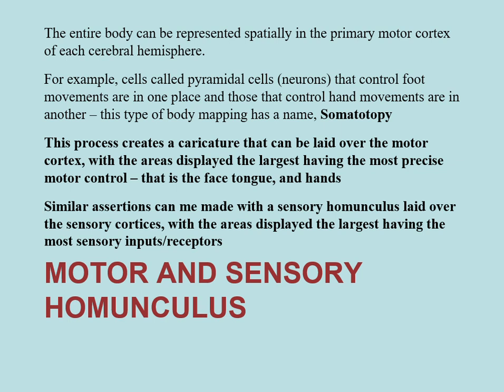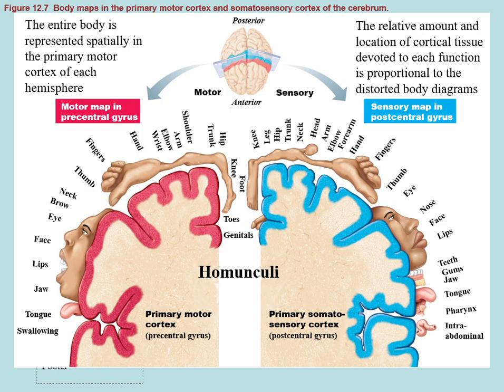Those that are displayed as being bigger structures have the most precise motor control, and those that are displayed as being much smaller have less precise motor control. You can do a similar thing with the sensory areas. You can create a homunculus, which is a name for this caricature. So you can have them for both motor and sensory information. And that's what we see here. We see the motor homunculus on the left and the sensory homunculus on the right.